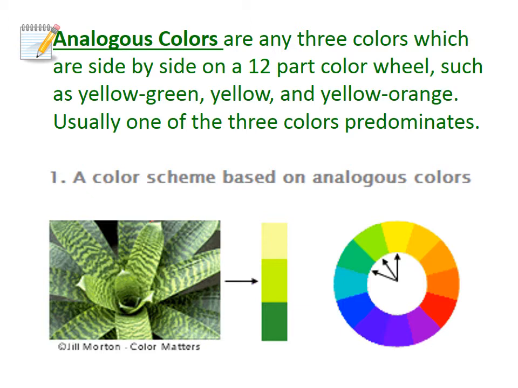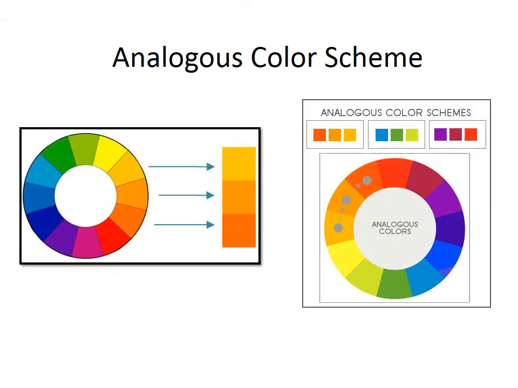Here you can see in this picture that there's a plant that has green, yellow-green, and yellow in it. Here you can see some examples of analogous colors. In the first example here, we have yellow-orange, orange and red-orange, or in this example, you have blue or blue-green, green, and yellow-green, which are over here.